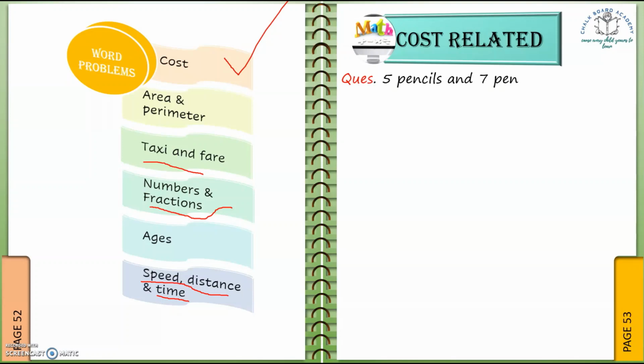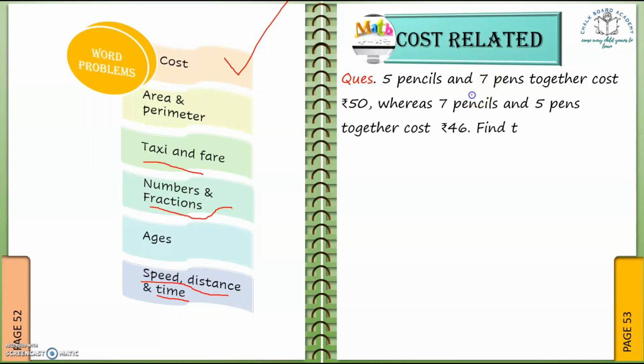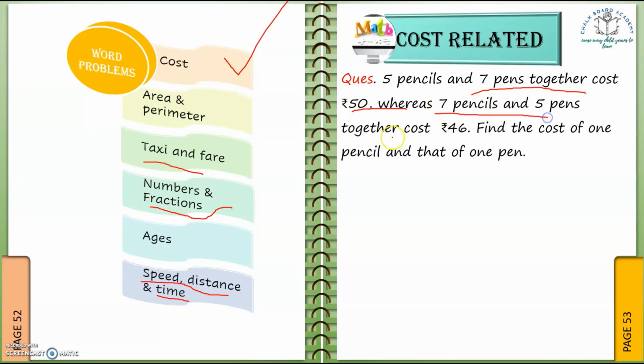So here is an example. In this example you can see the question states 5 pencils and 7 pens together cost rupees 50, whereas 7 pencils and 5 pens cost rupees 46. Find the cost of one pencil and that of one pen. So we are given the aggregate cost of 5 pencils and 7 pens as 50, and similarly 7 pencils and 5 pens as 46. Now we are supposed to find out the cost for one pencil and one pen.